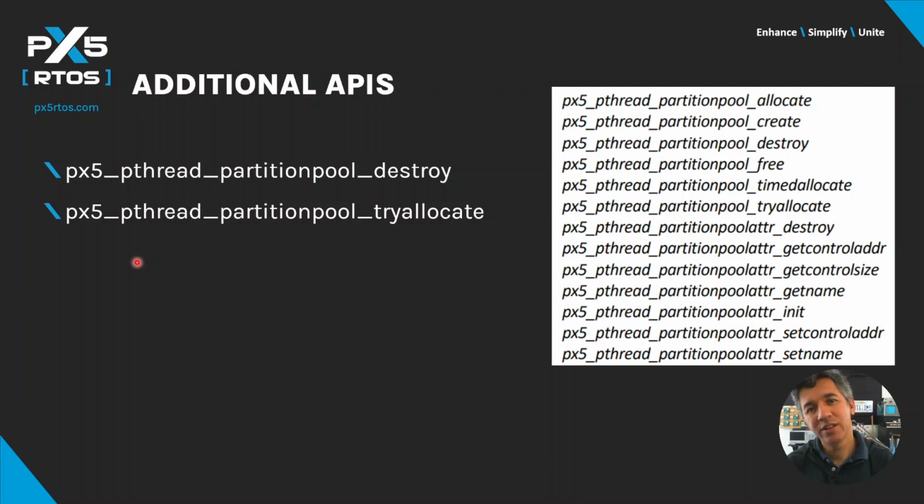Well, that's the demo we had for today. Now that we covered the basics of working with partition pool, you might want to take a look at these additional APIs like the partition pool destroy, which will destroy partitions pools specified in the API call, and also the partition pool try allocate. This API call will try to allocate a block from the pool, and if there's nothing available, an error is returned. There are several other partition pool related APIs. Please take a look at the PX5 RTOS user guide for more information.